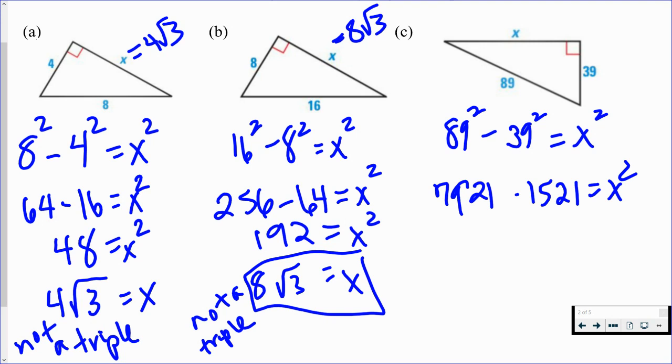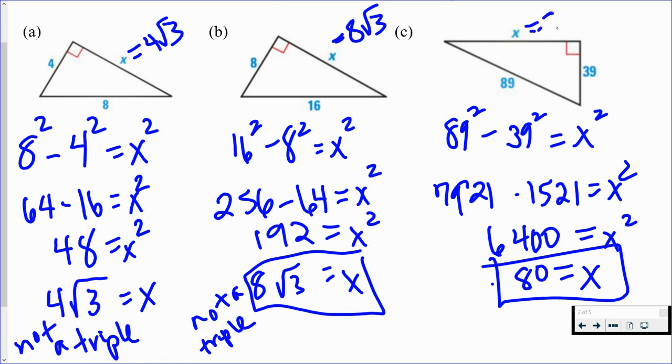Okay, so now we want to subtract: 7,921 minus 1,521 is going to equal 6,400. So that's x squared. Take the square root and we are going to get 80 for x. Okay, now notice on this one, our 3 side lengths are 89, 39, and 80. All 3 are positive integers. So this one is a Pythagorean triple. Okay, that was the only one of these 3 where we got a Pythagorean triple.